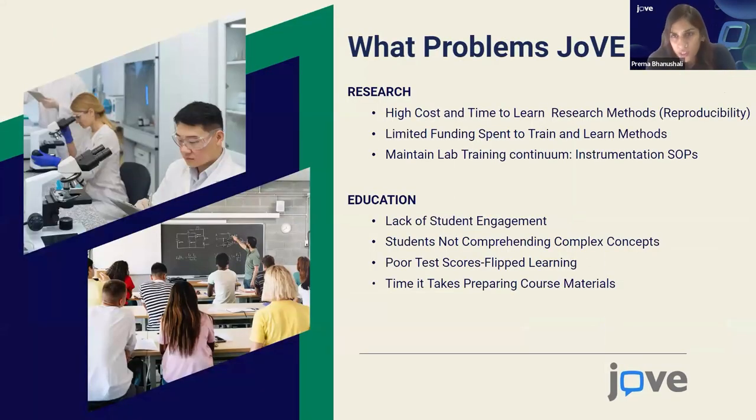So what is it that JoVE really addresses? On the researcher's side, we help researchers with a big concern of reproducibility. A lot of times, scientists have difficulty reproducing the same experiment.